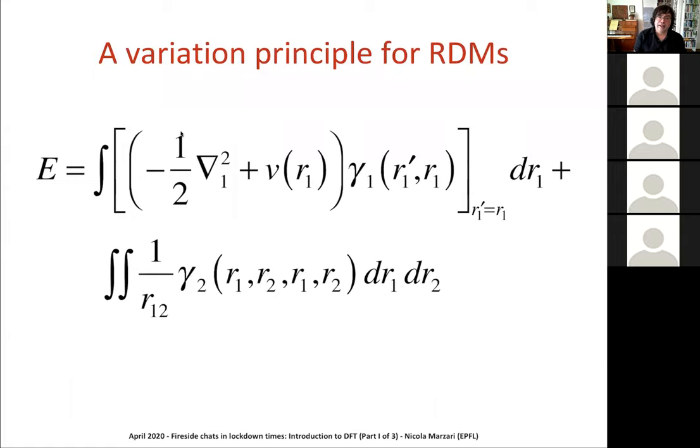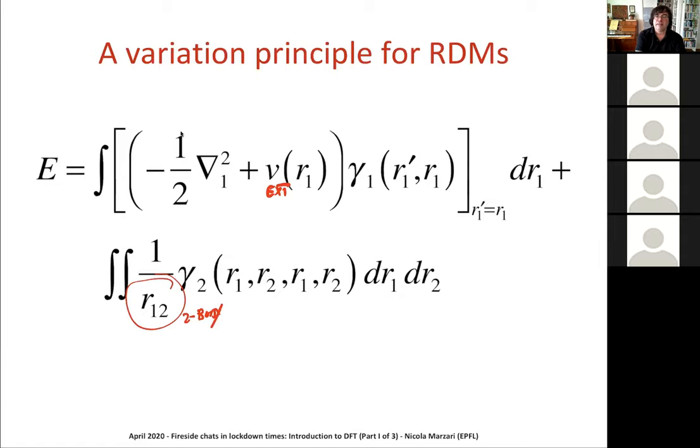Now, the beauty of these density matrices is that you can write this expression. So you can write actually the total energy of a system in the presence of an external potential. You see, this is the one-body term, and this is the two-body Coulombic term. You can write the total energy of the system as a functional of the first and the second order reduced density matrix. So to get the energy exactly, you don't need the Schrödinger equation. You can just evaluate this functional. And you can write a variational principle. You can minimize this functional with respect to gamma 1 and gamma 2 and find the ground state energy.